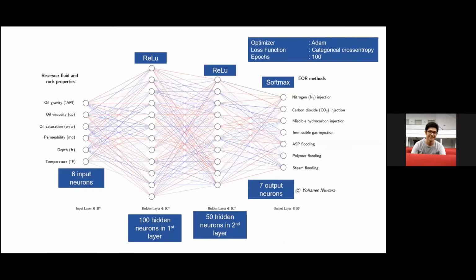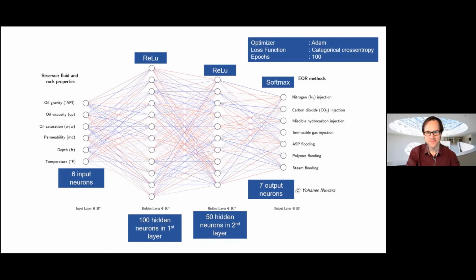So this is the architecture. I have six input neurons and seven output neurons. The six input neurons are the features, and the output neurons are the EOR methods that will be chosen. I use 100 hidden neurons in the first layer, and 50 in the second layer. For the activation function, I use ReLU for the hidden neurons and softmax for the output neurons. For the optimizer, I use Adam, and for the loss function, categorical cross-entropy, because I apply it to categorical features, over 100 epochs.